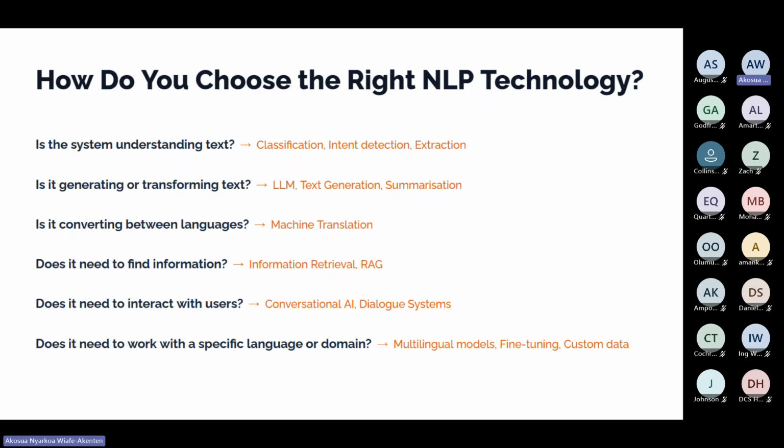Is the system understanding text? This could correspond to NLP capabilities or tasks such as classification, intent detection, extraction. In fact, language detection is another task that you can also consider. So if your main goal for your solution is to analyze or understand text, then this is one category of capabilities, or NLP tasks, that could be embedded within your application.